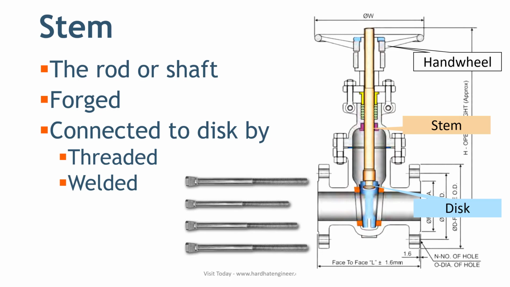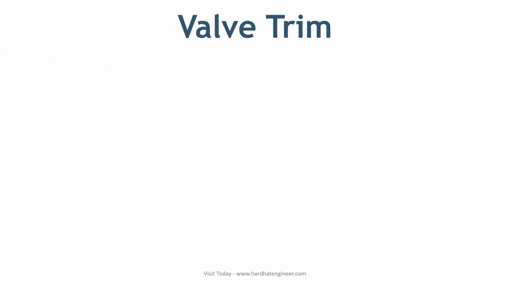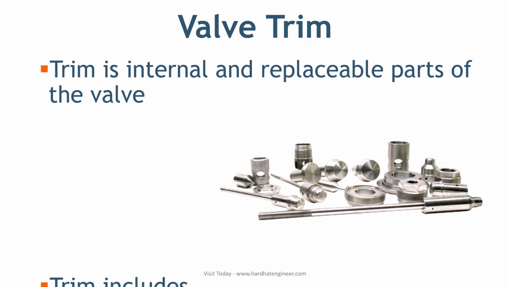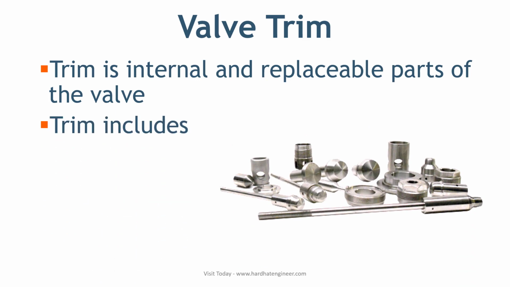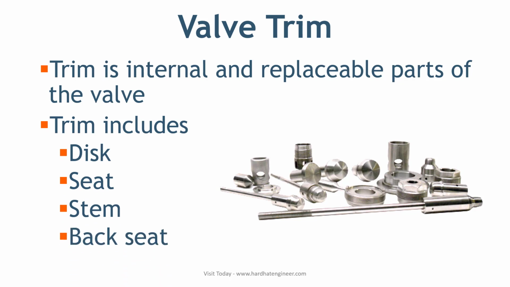Trim. The removable and replaceable valve internal parts that come in contact with the flow medium are collectively termed a valve trim. This includes valve seat, disc, glands, spacers, guides, bushing and internal spring. API standard has standardized trim material by assigning a unique number to each set of trim materials.